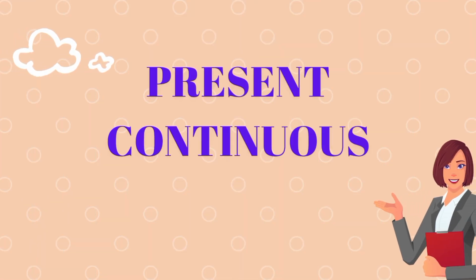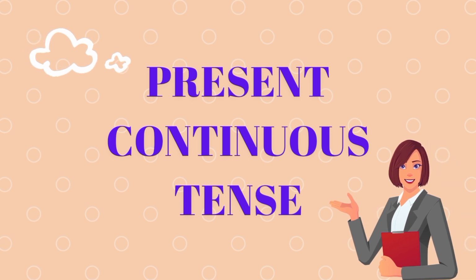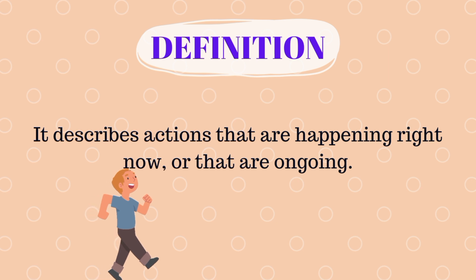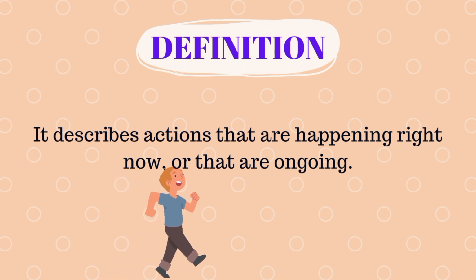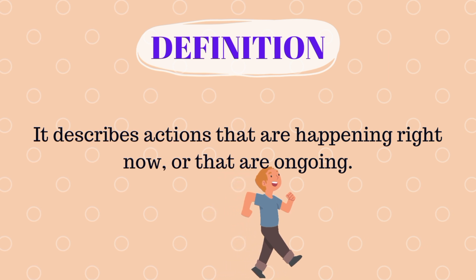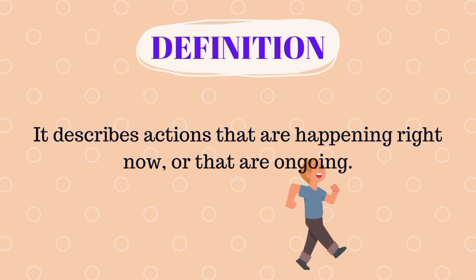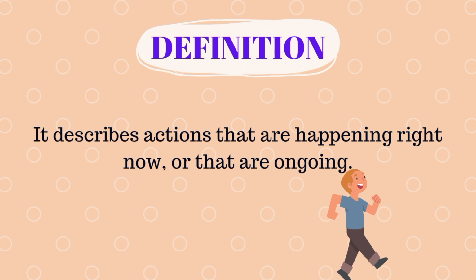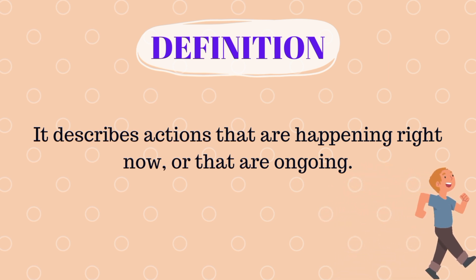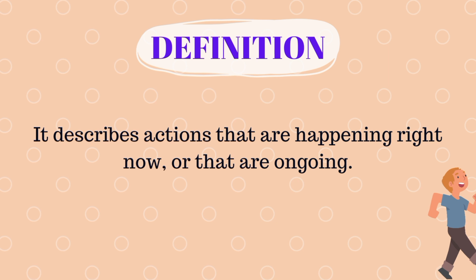Today we are going to learn about the present continuous tense. This tense is used to describe actions that are happening right now or that are ongoing. It's a powerful tool for effective communication as it allows us to express what is happening at the moment. Let's take a look at some examples to better understand how to use this tense.